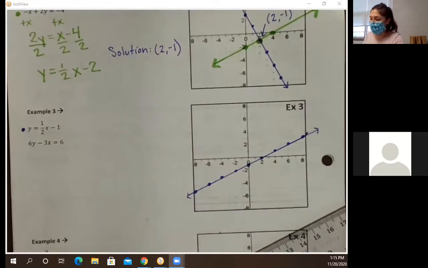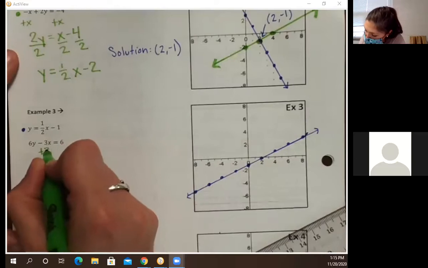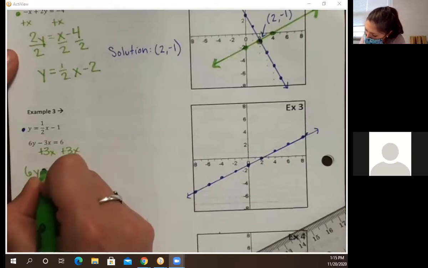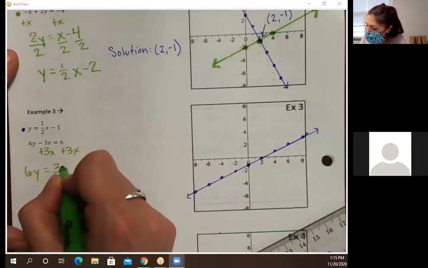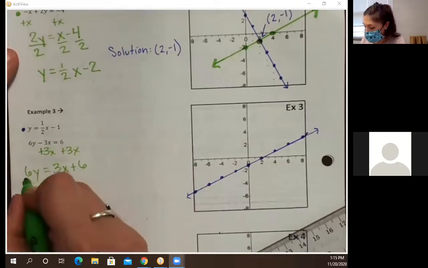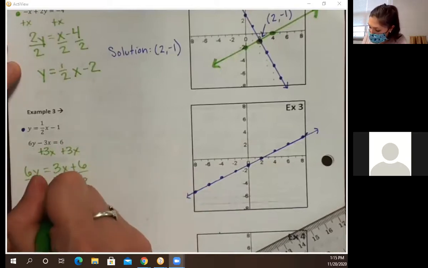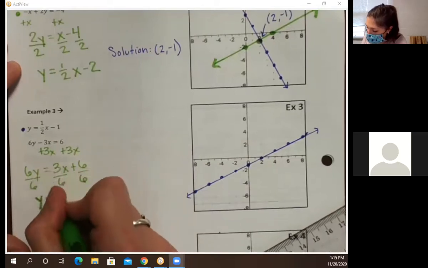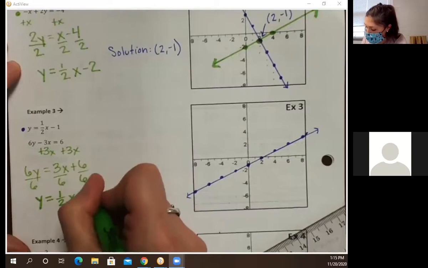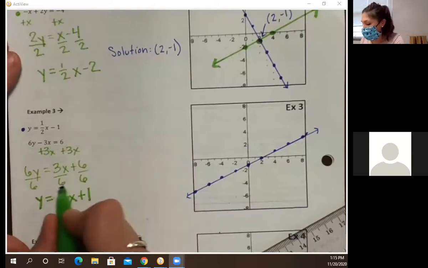And then for my second line, again, I want to change this to slope-intercept form. So I'm going to add 3x to both sides. So 6y equals 3x plus 6. And then to get y by itself, I'm going to divide each term by 6. So I get y equals 3 over 6 would be 1/2 x plus 6 over 6 is 1. Now I've got slope-intercept form.